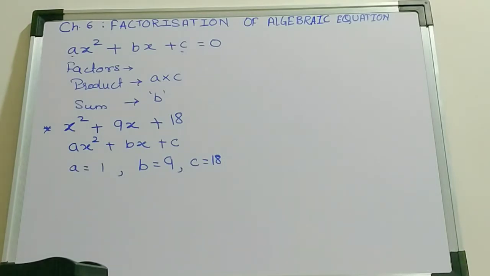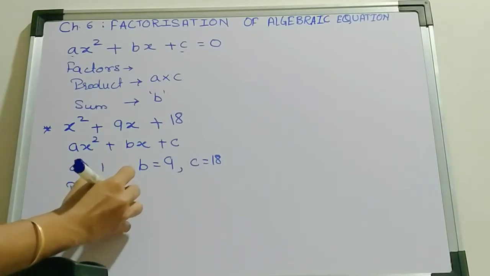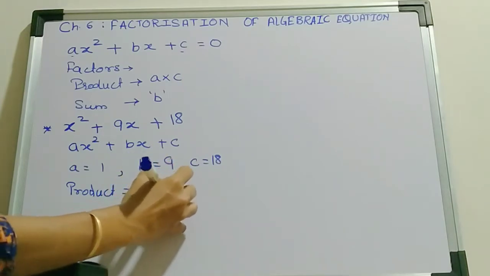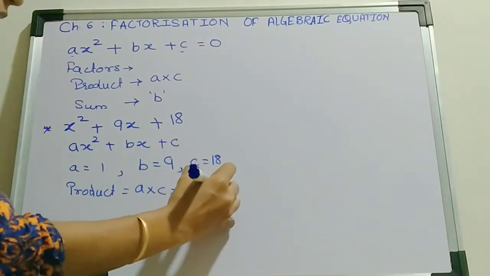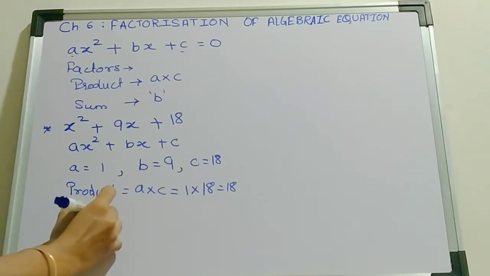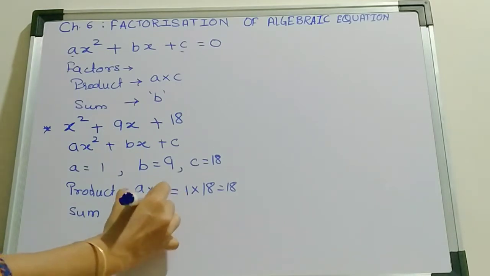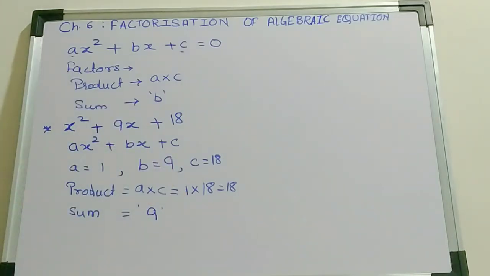Now I have to find out the factors in such a way that the product value has to be a into c. For this case it will be 1 into 18, that is factors whose product has to be 18, and if I add those two factors, then the sum value has to be 9. Now find out the factors for which the product has to be 18 and its sum should be 9.